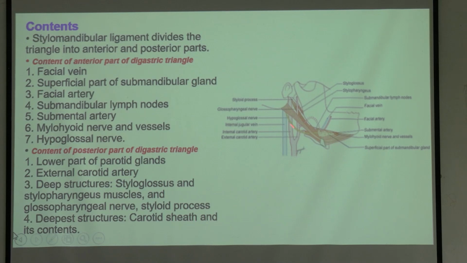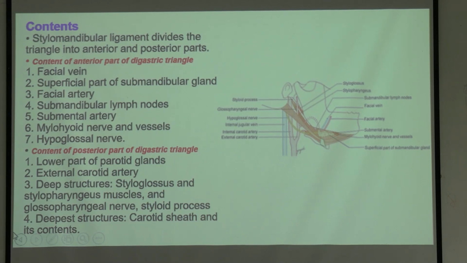And within the triangle, remember we can find the 9th, 10th and 11th cranial nerves. The 9th cranial nerve is glossopharyngeal, the 10th cranial nerve is vagus, and the 11th cranial nerve is spinal accessory. Why is it called spinal accessory?